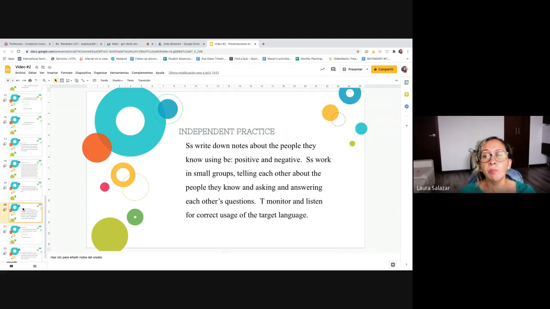For the independent practice, students write down notes about the people they know using be, positive and negative. Students work in small groups telling each other about the people they know and asking and answering each other's questions. The teacher monitors and listens for correct usage of the target language.